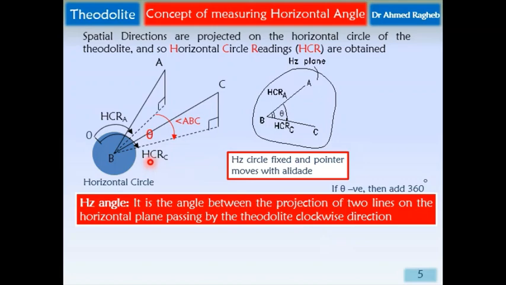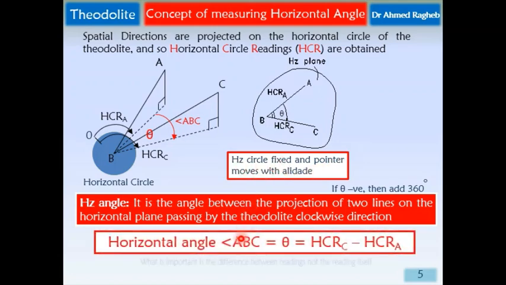It has to be mentioned here that in this case the horizontal circle is fixed, it doesn't rotate, while the one rotating with the alidade or the telescope is the pointer. The pointer المؤشر اللي هياخد القراية على الدايرة الأفقية. فإن in this case only the pointer rotates with the alidade while the horizontal circle is fixed.